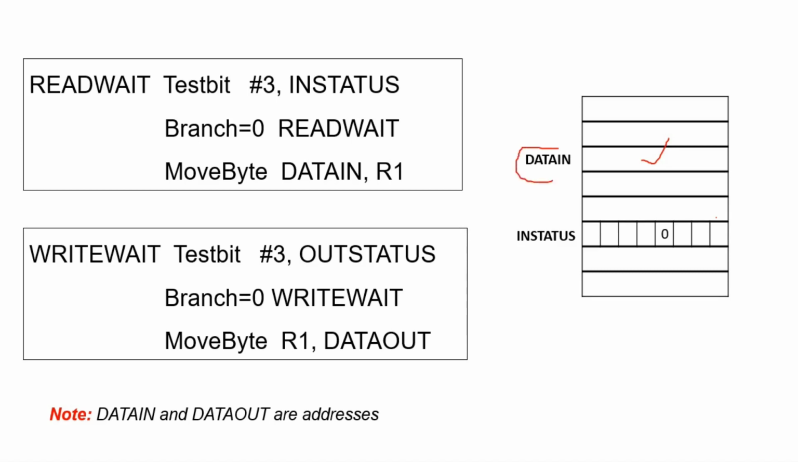So that is the address, data in. You read the data in that address and transfer data from that data in address to a particular register of the processor. Here below I have explained the same code for an output device, for example, a display. I hope you can understand this code also.